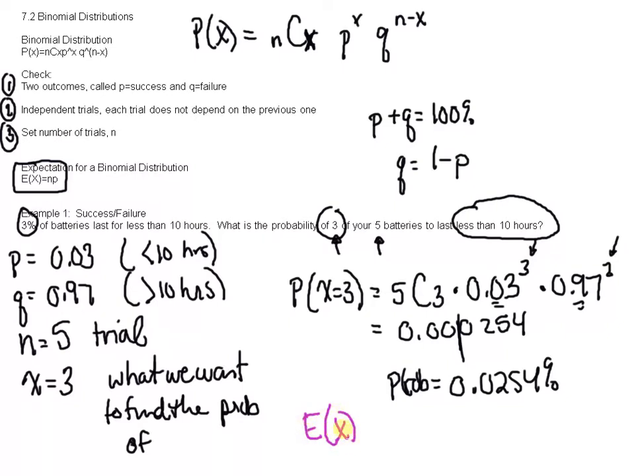If we wanted to do expected value, we're not expected to in this question, but let's just do np. So we have 5, which is the trials, and 0.03. Basically, what's 3% of 5? 0.15. So 0.15 batteries will last less than 10 hours out of 5.